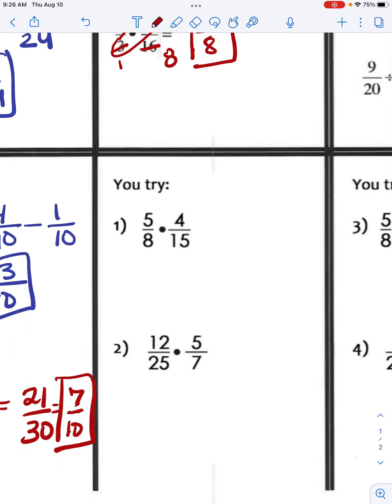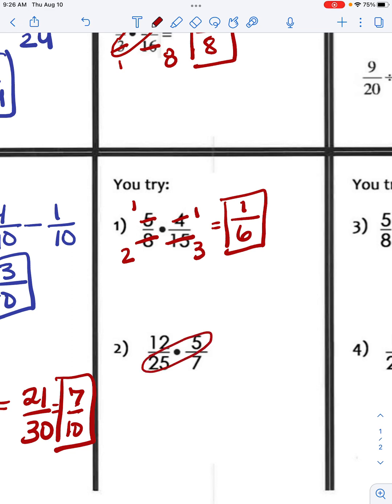Okay, let's try this one down here. Let's cross cancel. 4 goes into 4 once, 4 goes into 8 twice, 5 goes into 5 once, 5 goes into 15 3 times, 1 times 1 is 1, 2 times 3 is 6, and that's my answer. Ta-da!